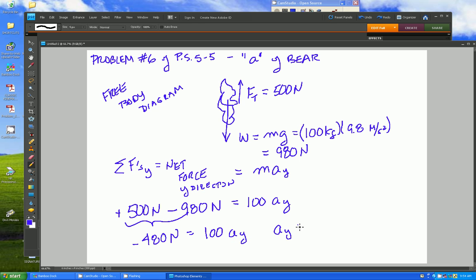Solving for a_y, we have that the acceleration is equal to minus 4.8 meters per second squared in the downward direction. That's what the negative symbolizes. So that basically answers the question, both for the net force of negative 480 newtons and the acceleration of the bear in the y direction, which is negative 4.8 meters per second squared.